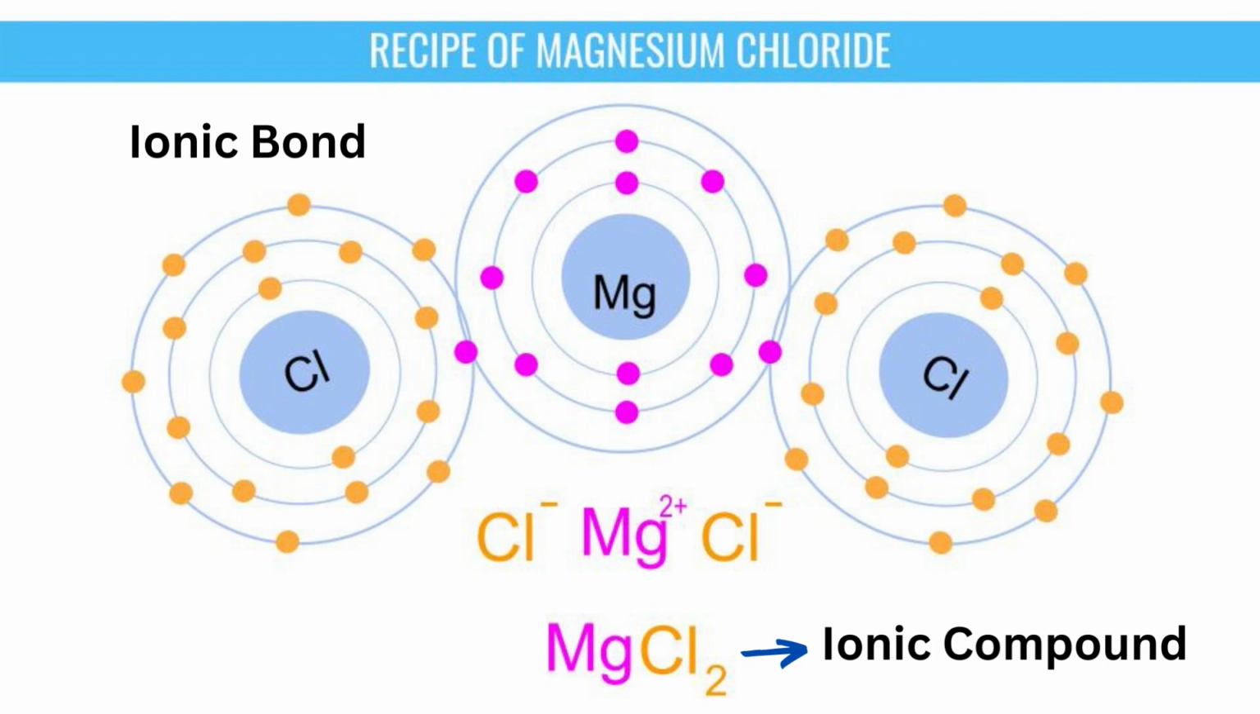Such bonds, which are formed by losing and gaining electrons, are called ionic bonds. Compounds which form ionic bonds between their atoms are called ionic compounds. So, magnesium chloride formed here is an ionic compound.